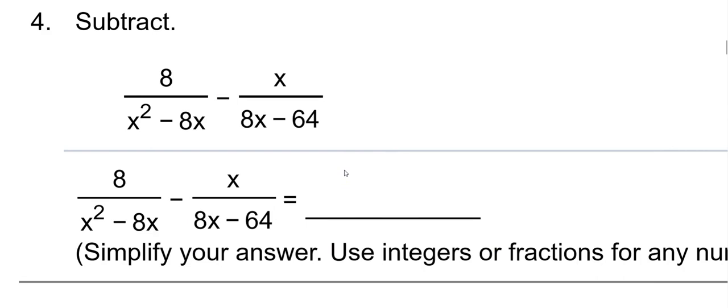Okay, now, I need to get common denominators. What can you factor out of x squared minus 8x? GCF, what do you got?